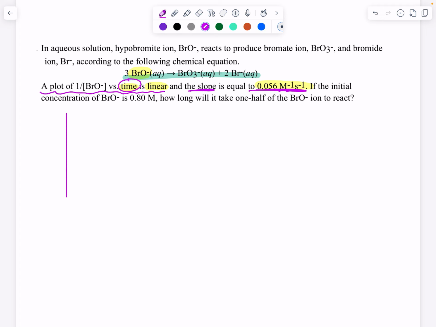Let's do this plot. Okay, so this is the plot, and the x-axis is time, and y is 1 over the concentration of the reactant, and the slope is positive, so let's try to draw that. Okay, and the slope is 0.056 molar per molar per second. Okay, so there you go.